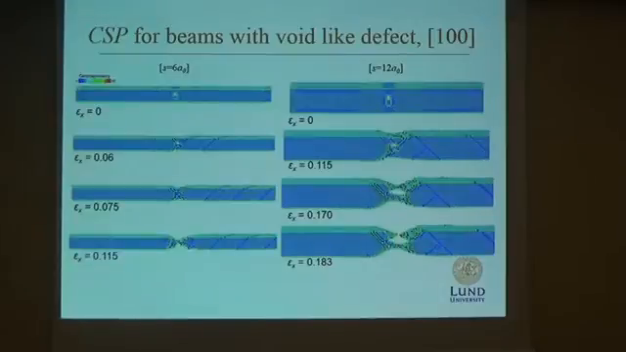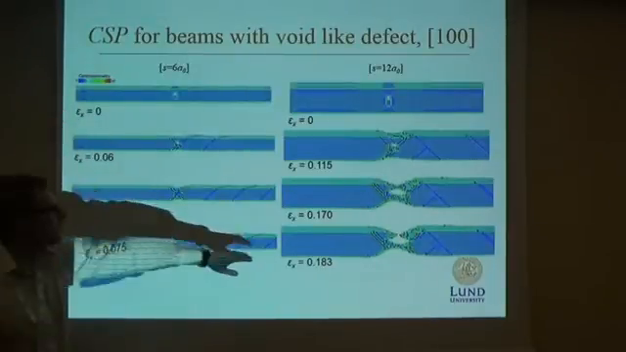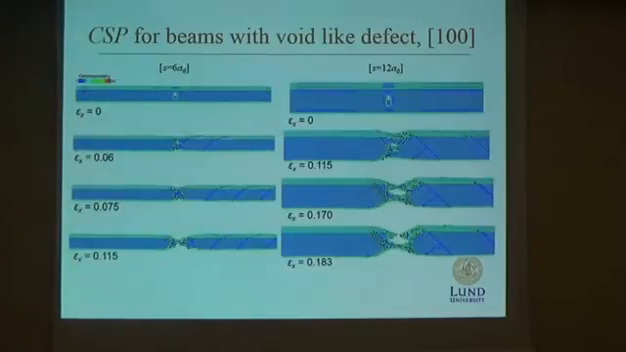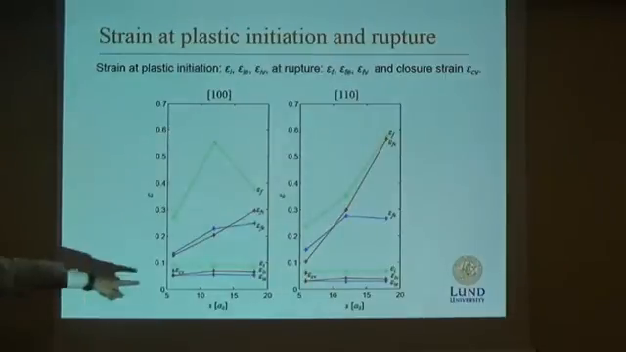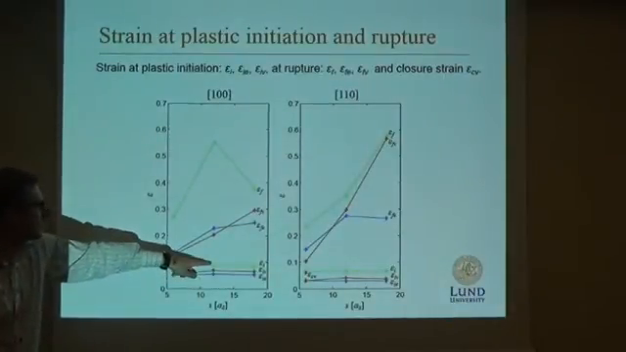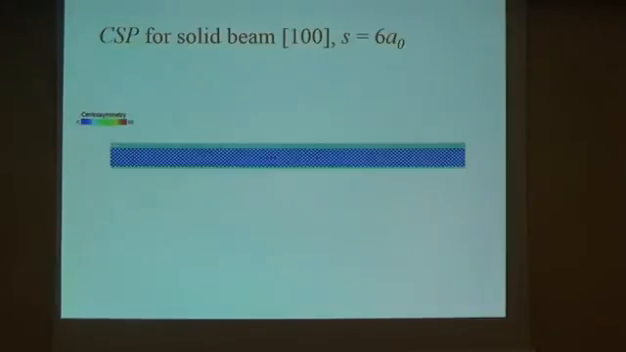So the last slide is for beams with a void instead. So this is the case for the smallest beams, and that's for the intermediate beam. And this is for the 100 direction only. And here we can see that also in this case the plasticity starts at the void, but it's somewhat more spread out over the beam than in the case of an edge crack. And that can explain that this curve is in the middle, in between the edge and the solid one.